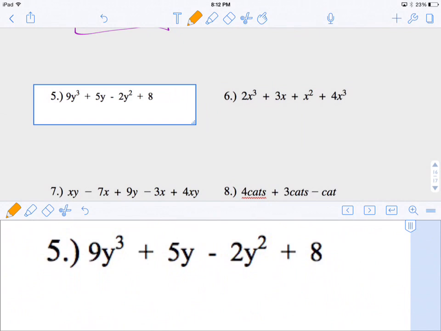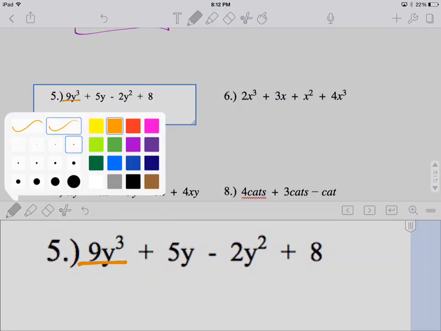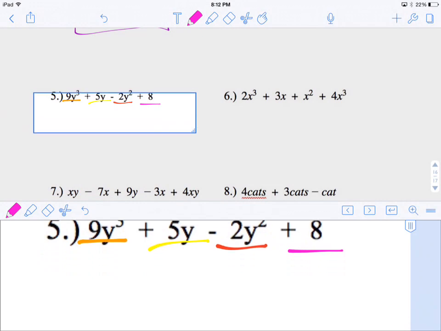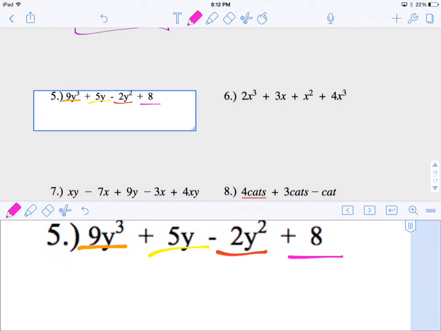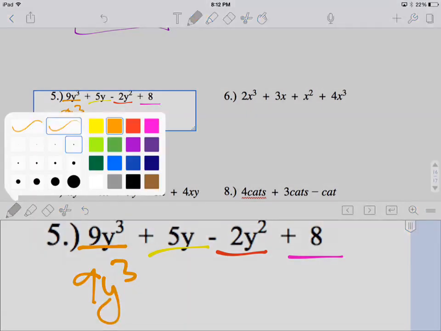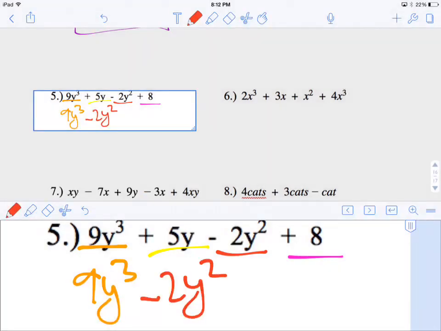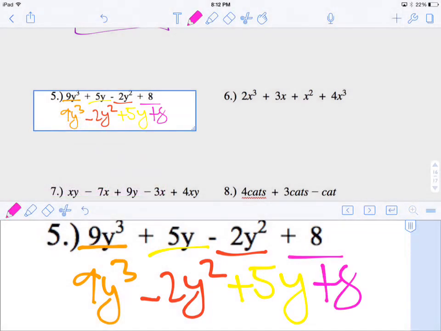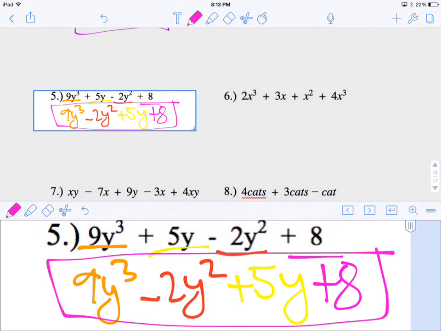So, in this one, I don't even have any like terms. I got y cubed, we've got y squared, we've got y, and we've got a number by itself with no variables. So we can't combine anything in that. All I'm going to do is rewrite it with the highest exponent first. So we got 9y cubed minus 2y squared. There's the second highest exponent, plus 5y. Sorry for that yellow, I know it's not easy to see. Plus 8, my numbers last. All done. That one was easy.